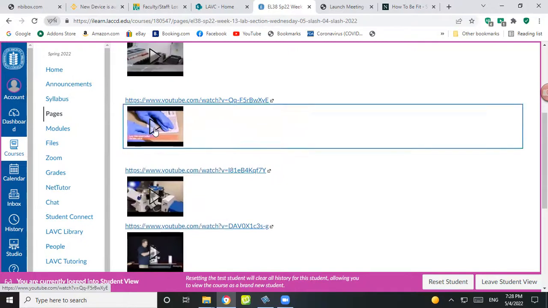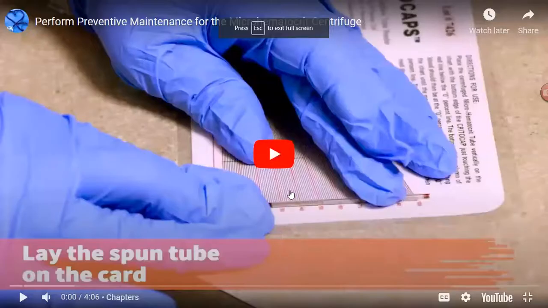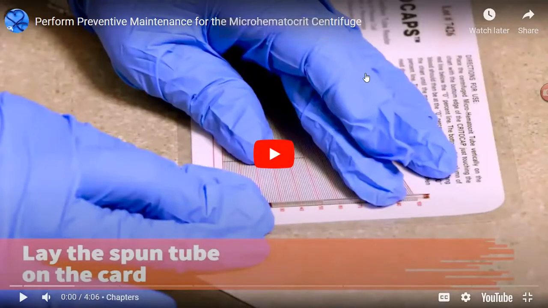All right, so the next one is a PM for the hematologic centrifuges.